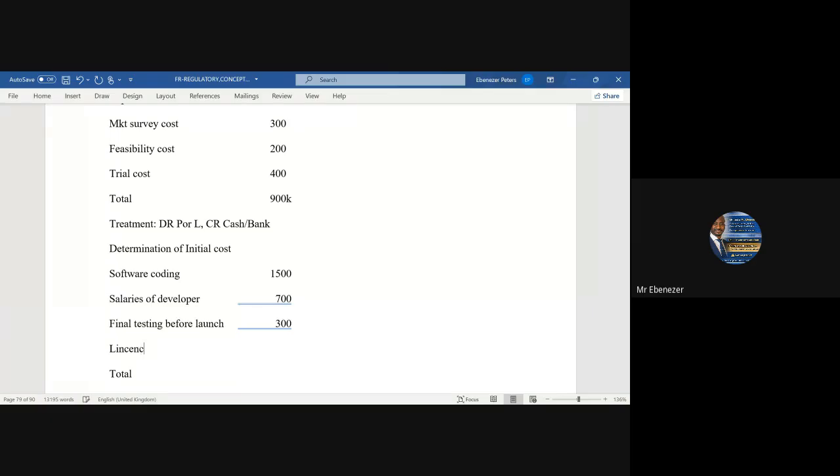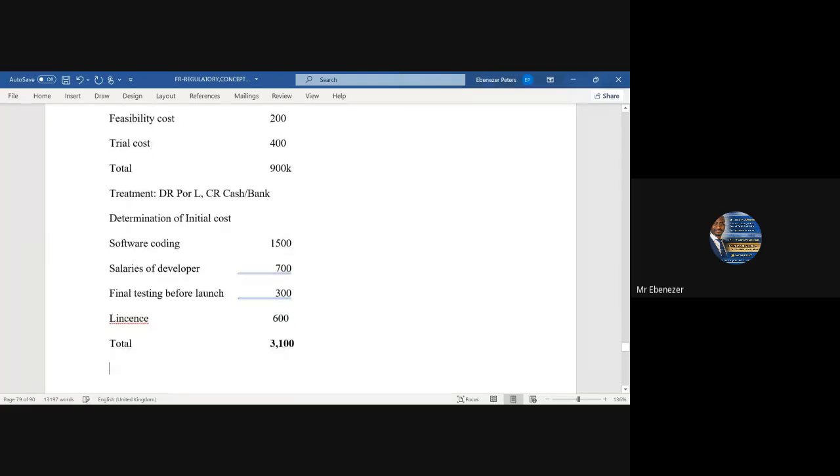Is this license internally generated or externally generated? Externally generated, so you have to capitalize. Thank you. So what's the total? 3,100,000. So that's the total. This is what we call the initial measurement.